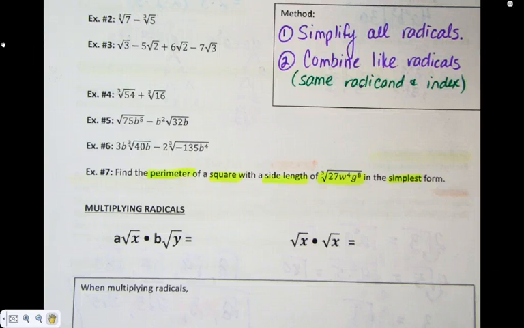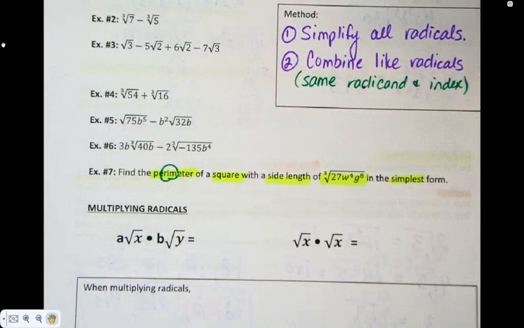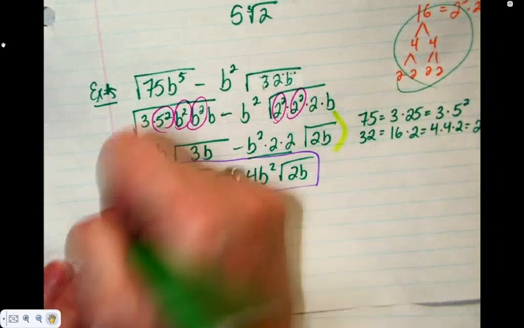Thoughts? What do we know about perimeter? Every side added up. And the way I remember that, because a lot of people mix up area and perimeter, if you look in the middle of perimeter, you see the word rim. And what do you know about the rim of something? It's the outside. So that's how I remember that perimeter is the outside, not the area. What do we know about a square? Four sides. What do we know about radicals and simplifying them? We got to simplify them like we did yesterday.